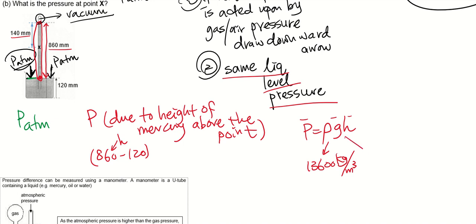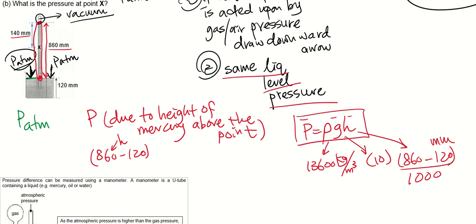I know the G is 10, and I now know the height of liquid above it is 860 minus 120, but this is in mm. So I need to convert this to meters. So I will need to divide it by 1000. I'm using the pressure formula for liquid, so it is pressure equals rho GH. I need to give you the density of the liquid, which happens to be mercury. G, of course, is 10.